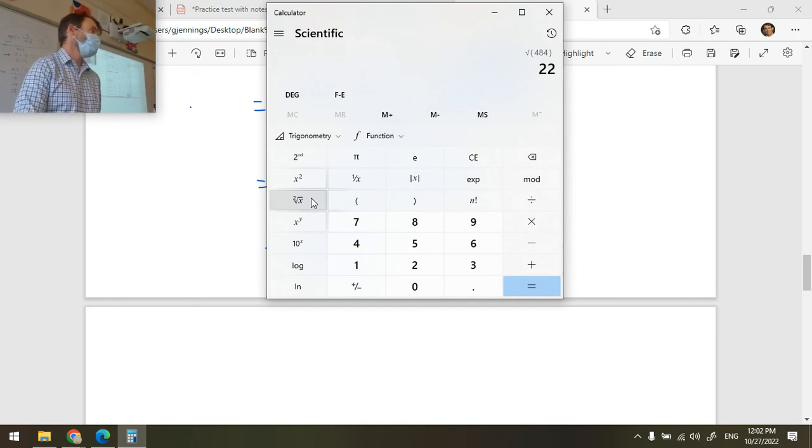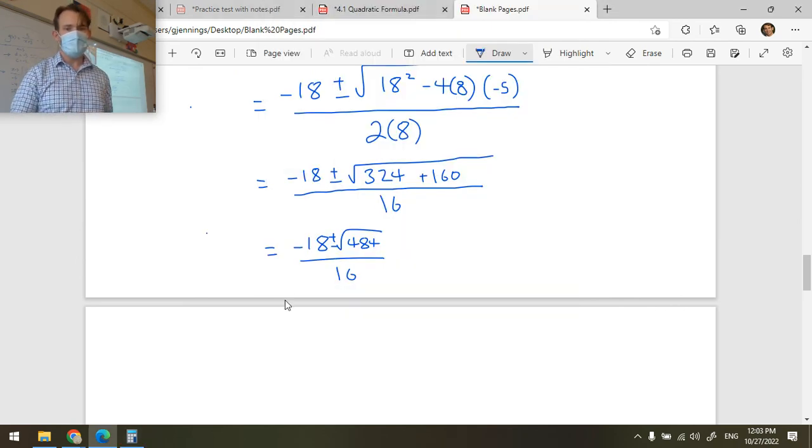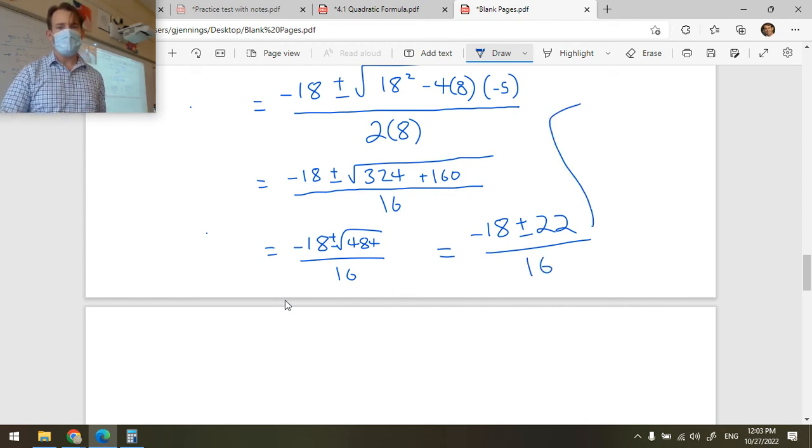So that's how you know. How did I know that so easy? I got some tricks. So there we go. So this is equal to, working horizontally for now, negative 18 plus or minus 22 over 16. Now, let's take a look at what that gives us. It gives us two possibilities. Negative 18 plus 22 would be 4 over 16, which equals 1 over 4. And then the other possibility is negative 18 minus 22, which is negative 40 over 16.